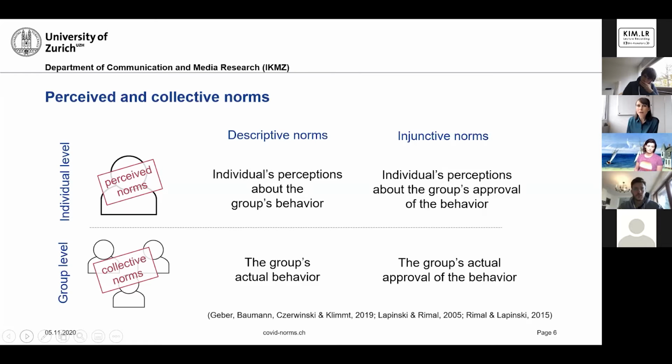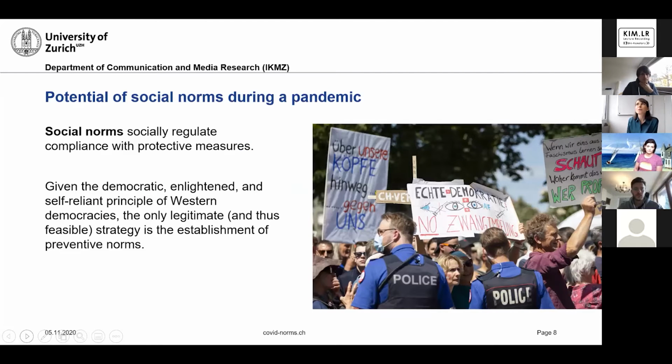So why am I talking about these norms? The idea is that norms have a huge potential to explain and to understand, but also to influence compliance with health protective behaviors during a pandemic. In contrast to laws, which regulate behavior through legal norms, social norms regulate compliance with protective behavior socially.